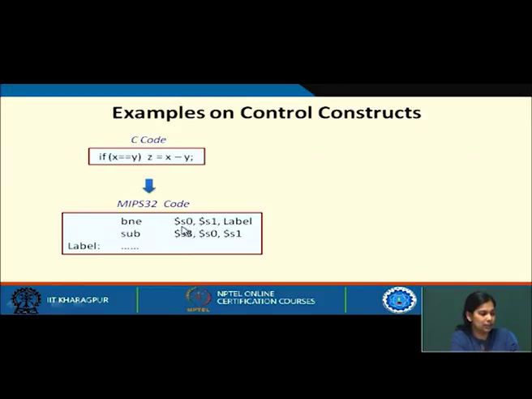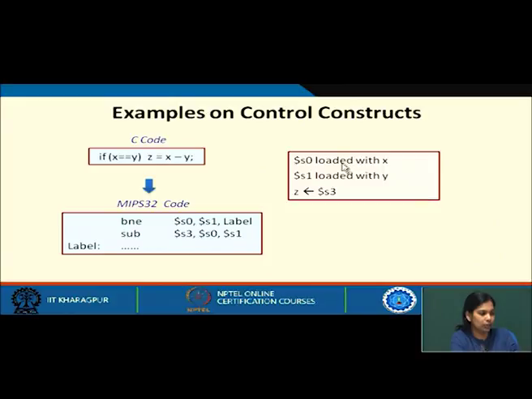With this instruction, it is a branch instruction, and the condition here fails, the condition is not matching, S0 is not equal to S1. If that is so, then it will not go to this particular label, rather it will go to the next statement, that is sub S3, S0, S1. So, it will subtract S0 and S1. S0, as I said, will be loaded with x, and y will be loaded in S1, and z finally will be loaded with x minus y. So, that will be written in this label.